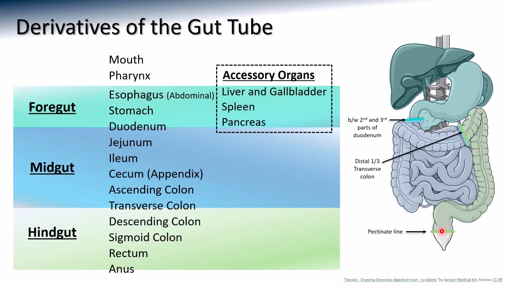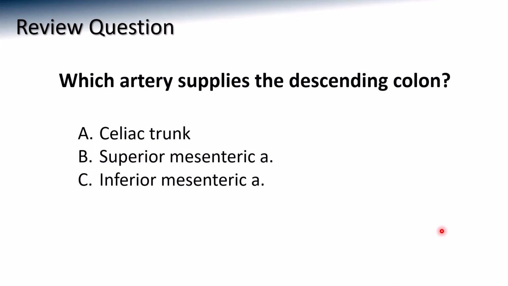All right, so it will very much behoove you to commit these relationships to memory. Get it in your head which organs are part of the foregut, the midgut, and the hindgut. It's going to help you immensely throughout the rest of this unit. All right, and that is it for our introduction. So let's end up here with a quick review question. Which artery supplies the descending colon?